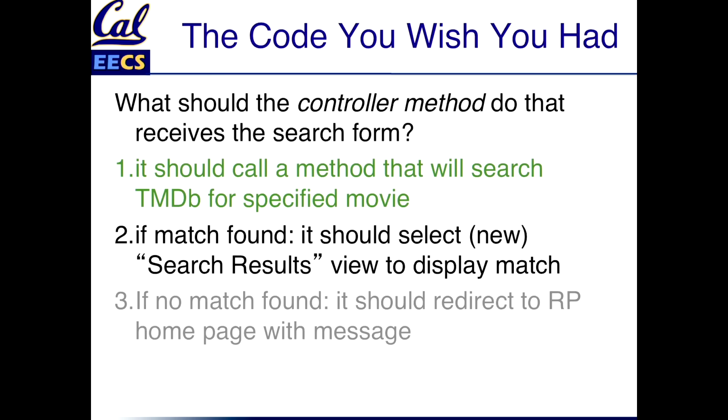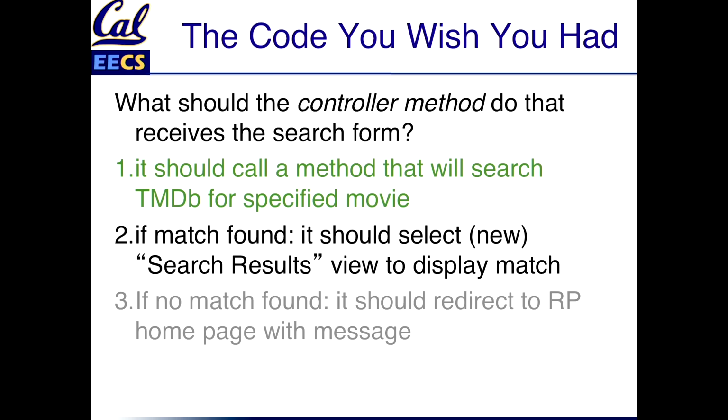So if we continue our example, we said, well, what should the controller method do when it receives the search form? Well, we said it should call a method that we haven't written yet that will call TMDB and search for the movie. The good news is we got that to pass. Notice that we got it to pass by doing minimal work. We didn't actually write the method. We just verified that if the method existed, the controller action would have called it.